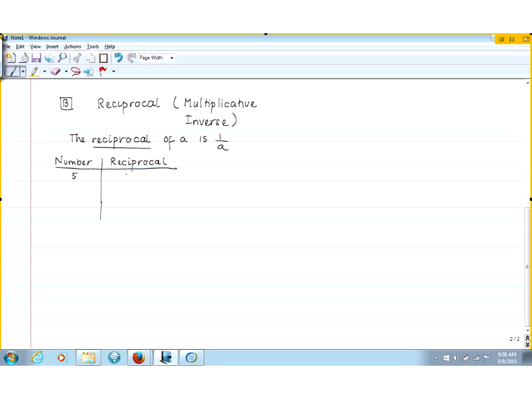Number 5, what's the reciprocal? 1 over 5. That's right. 3 over 2, what is the reciprocal? Okay. Negative 5 over 6, what is the reciprocal? Negative 6 over 5. That's right. So basically what do we do? We just flip. Now let's talk about opposite.